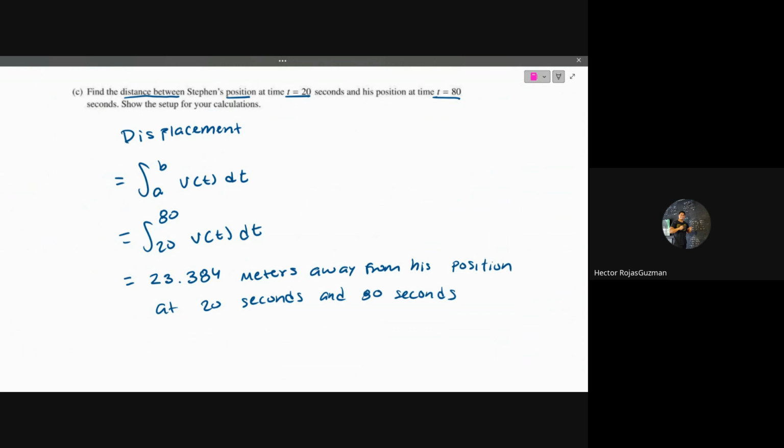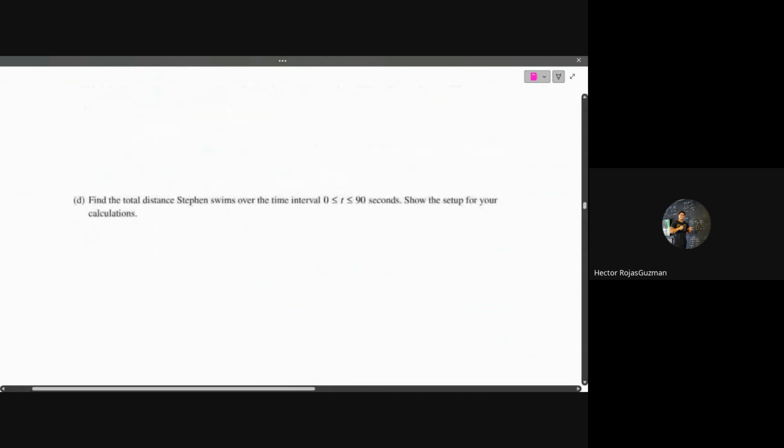Here it is. The distance between Steven's position at 20 and 80 seconds is 23.384 meters. Okay. I guess I could have phrased it a little bit better, but that's what the rubric is for, so that we can learn. And this takes us to the final part in question 2.